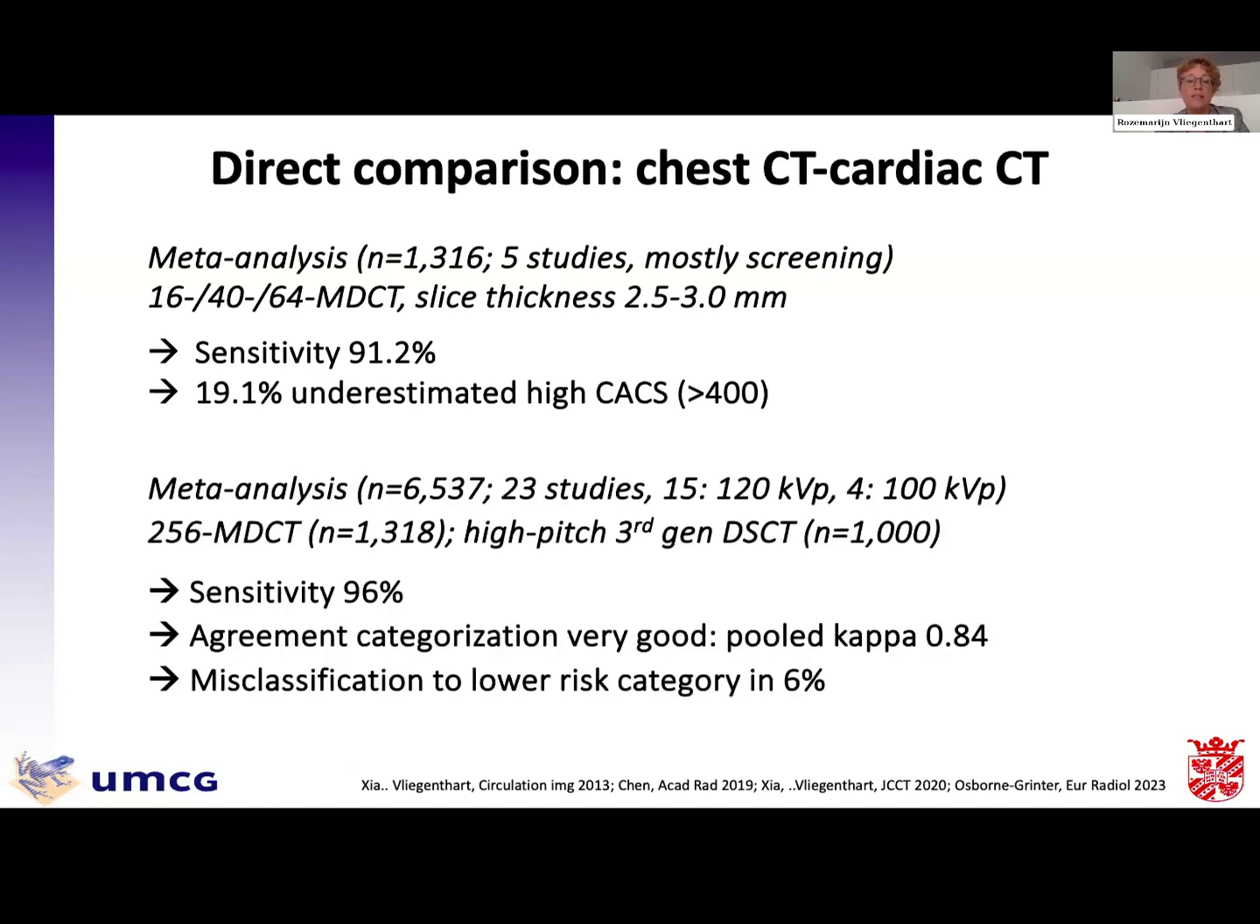In a much more recent meta-analysis, by now 6,500 individuals could be included. They also used new CT scanner generations, including 256 multi-detector CT and high-pitch third-generation dual-source CT. The sensitivity is higher, 96%. The overall agreement in risk categorization for the calcium score is very good, with a pooled kappa of 0.84, with a reclassification to a lower risk category in only 6%. So it seems with newer scanner generations and also faster acquisition techniques that the result for the calcium score becomes closer to the original cardiac CT scan.